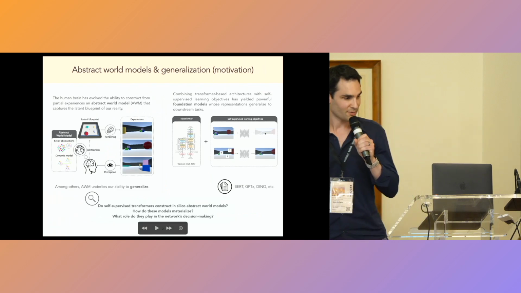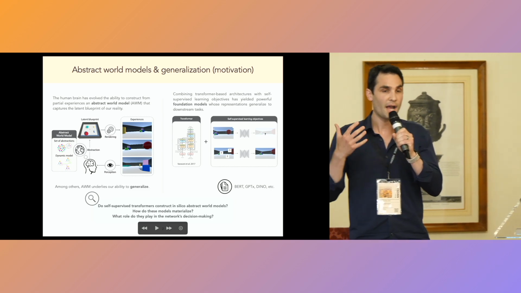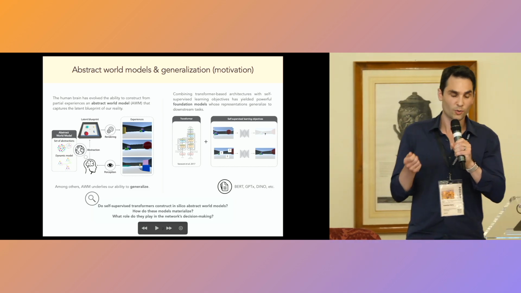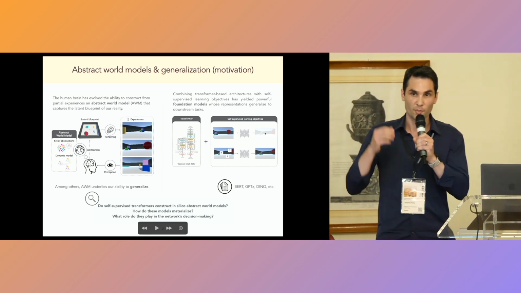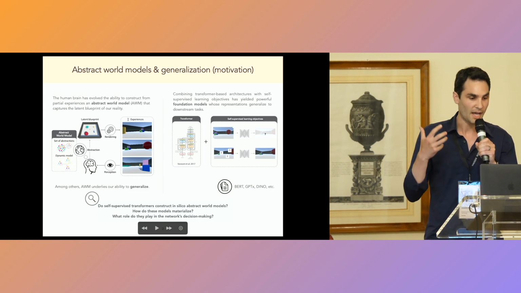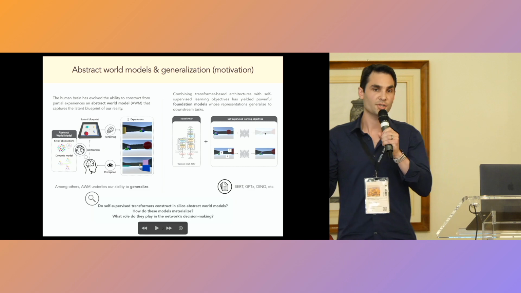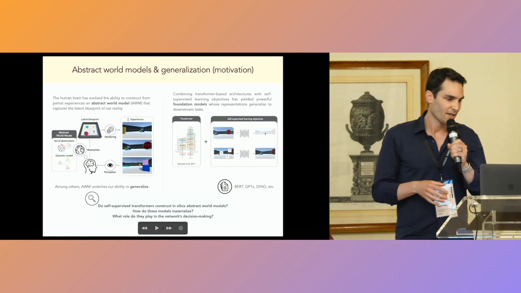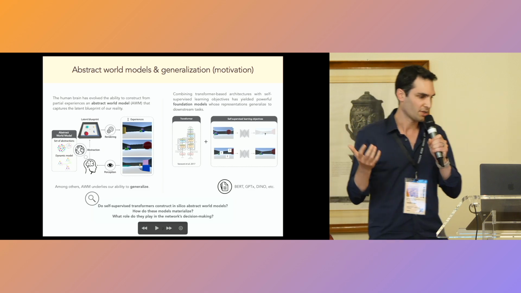So what are abstract world models? Well, our brains, because they need to predict the consequences of our actions, have evolved this very cool trick where they can take partial observations and come up with an internal model that captures the latent blueprint of our reality. Now, this abstract world model, which we conceptualize as a collection of abstractions, is critical for us to navigate novel situations or generalize.